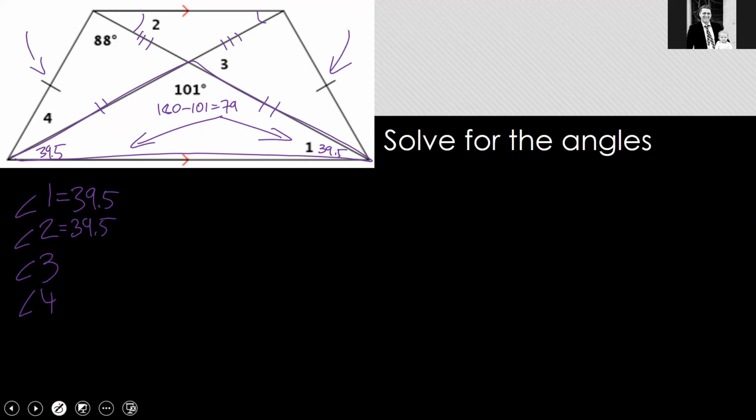Now, in order to solve for angle 3, we need to remember what we remembered on the last problem, in that this is a straight line. So we can take 180, we can minus 101, and we can get that 79 for angle 3.